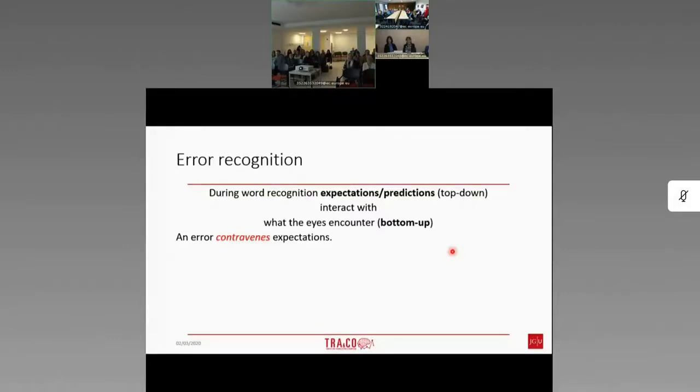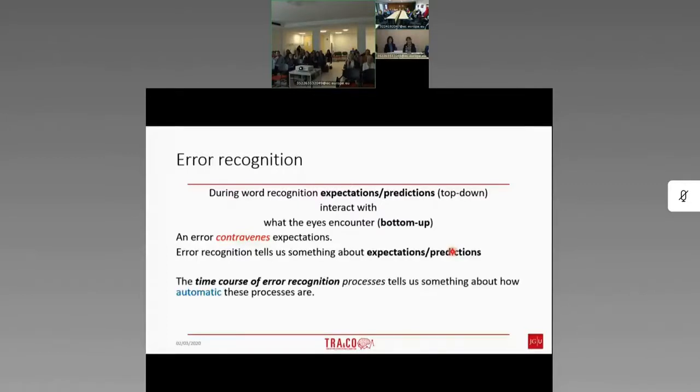And of course, an error in, say, the machine translation process contravenes these expectations. And so the error recognition tells us something about the kind of implicit expectations that you have, and the time course. So when does this error pop up in your behavior? When do you actually recognize that there is an error? It tells us something about how automatic these processes are.